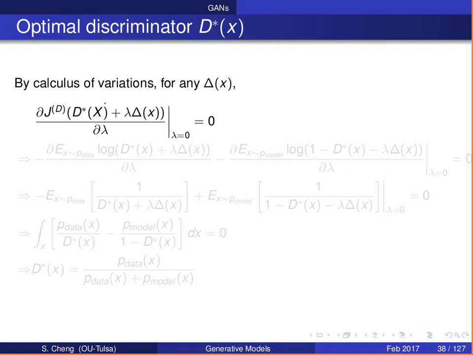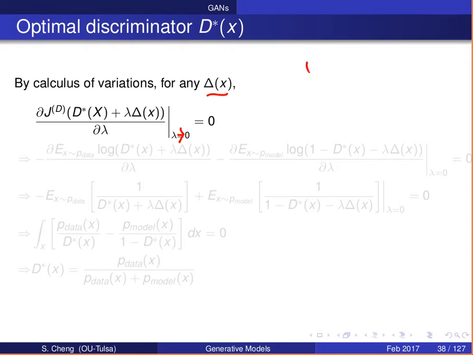So assume that D*(x) is the optimum, and let's say δ(x) is any arbitrary function. Then this thing, if I take the derivative with respect to lambda, should go to 0 as long as lambda goes to 0. So basically, no matter how I vary this delta, this is essentially saying that a tiny perturbation to D*(x), the derivative of the cost function should be 0, right?